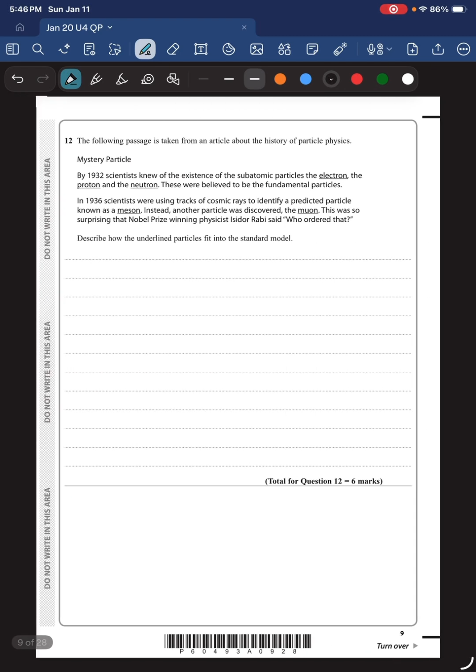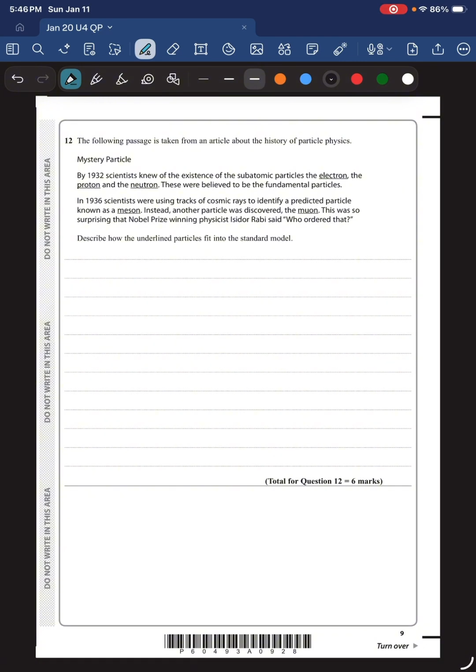Question 12. The following passage is taken from an article about the history of particle physics. Okay, mystery particle. By 1932, scientists knew of the existence of the subatomic particles, the electron, the proton, and the neutron. Okay, these were believed to be the fundamental particles, which was totally wrong, as history has taught us, okay?